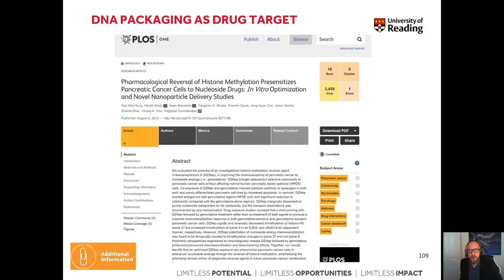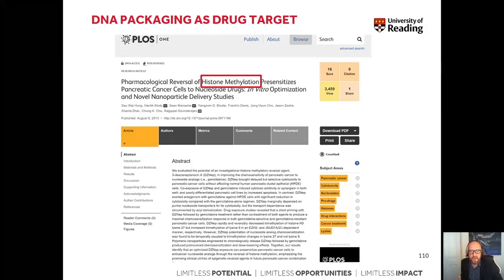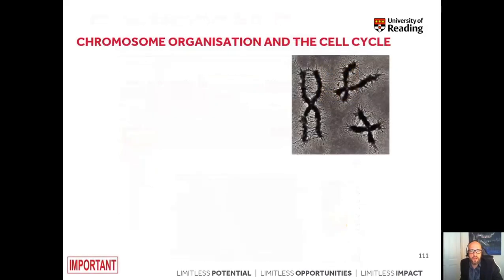Similarly, also methylation of histones can be a drug target as well, and here it has been shown that by manipulating the level of methylation one can actually prevent the proliferation of certain cancer cell types, the division of those cancer cell types, and in this case the researchers have looked at pancreatic cancer cells. So this is highly relevant.